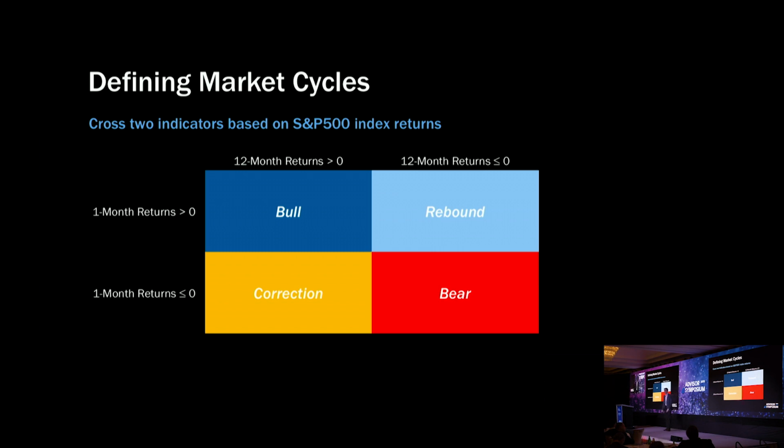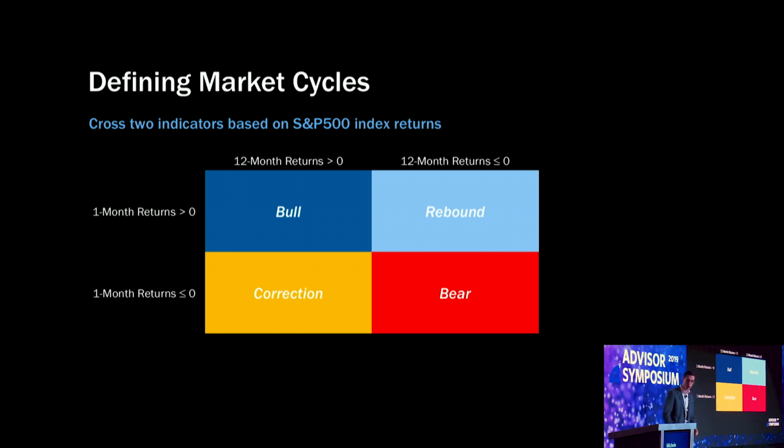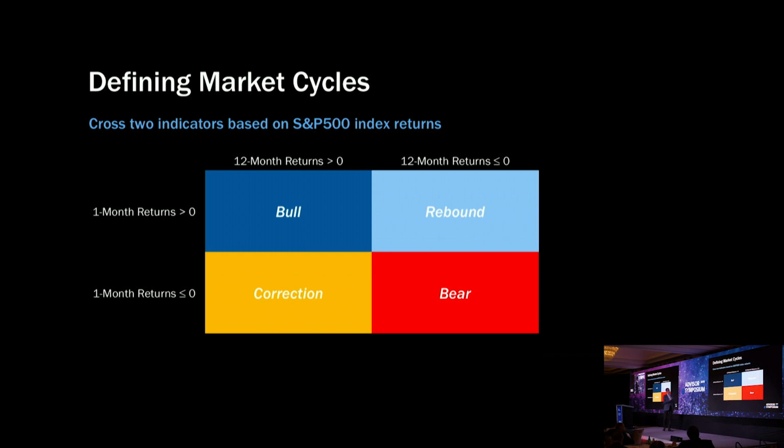Very straightforward. And I say, well, if both are up, I say this is a bull market. It's been going on for quite a while. It was a good month, and it's been a good month. It's been a good year. So I just call it a bull market. What about bear market? It's the opposite. We had negative returns over the year. We had negative returns this month. Well, that's a pretty bad time. I'm going to give it the label of bear.